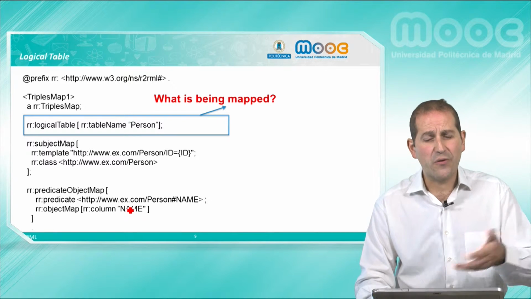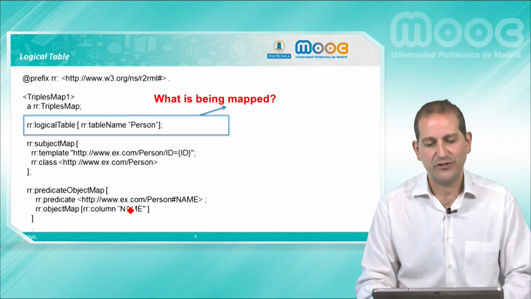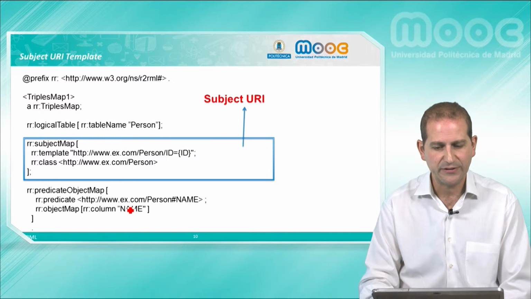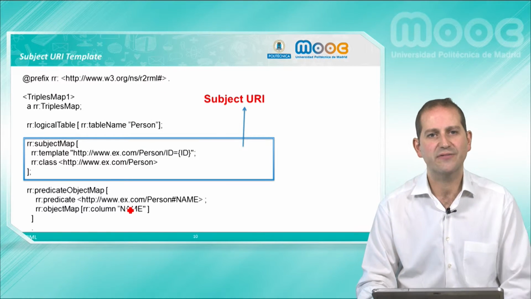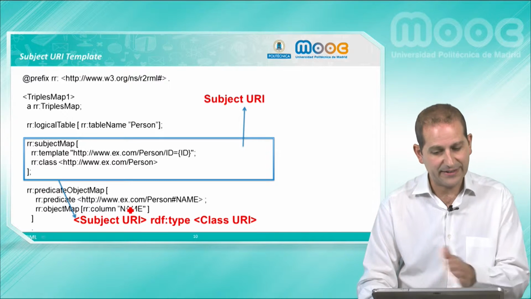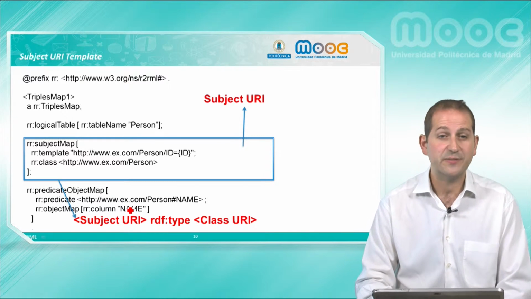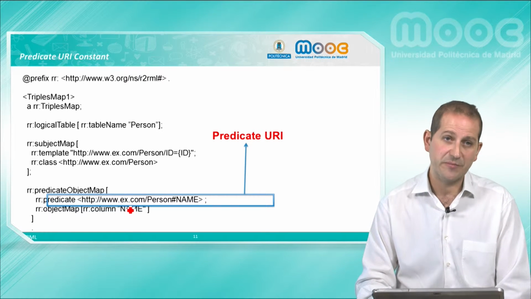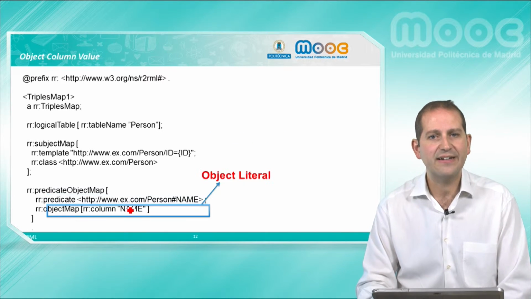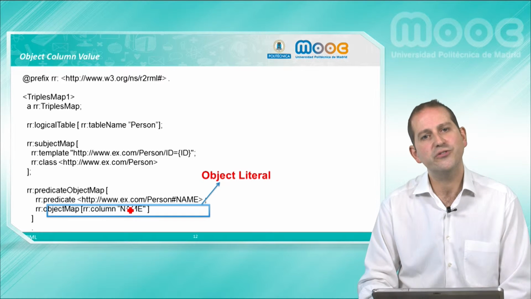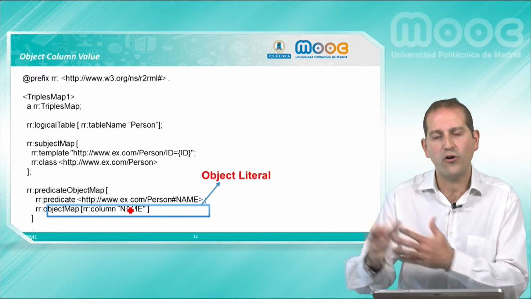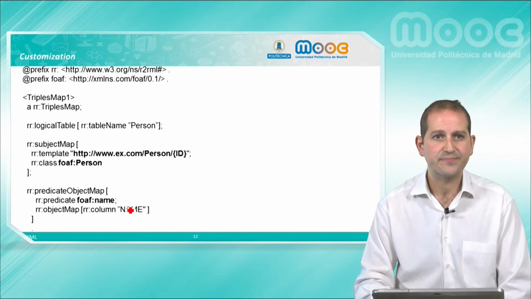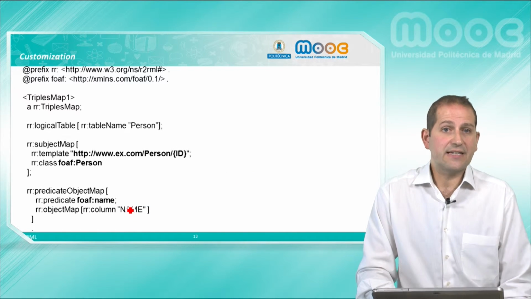So let's go a little further with examples of what is being mapped. In this case, what we are mapping is the table named person, the subject URI, as we have described here, and finally this RDF type where we specify the class URI, the predicate URI that we are going to generate for the predicate object maps, and finally the columns that we are going to use for the object literals, or resources whenever they are to be URIs. This is just an example.